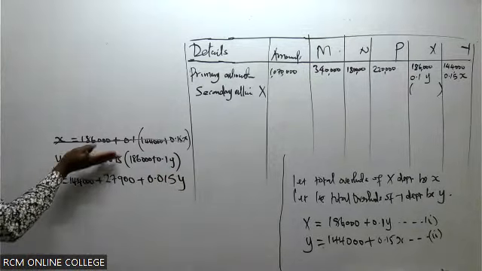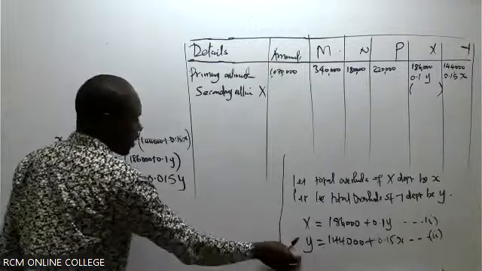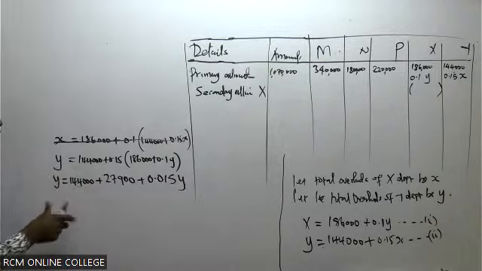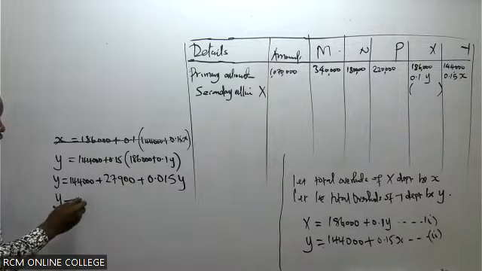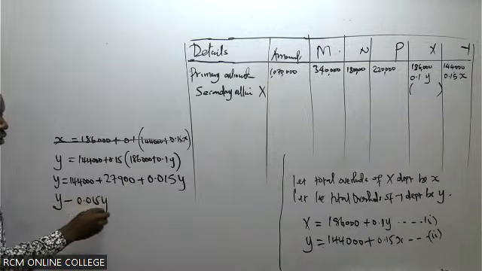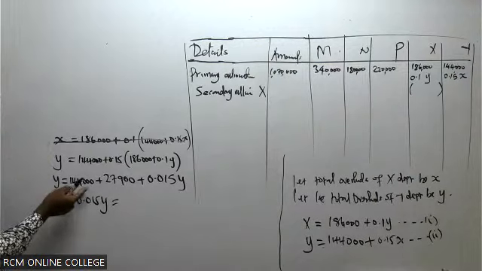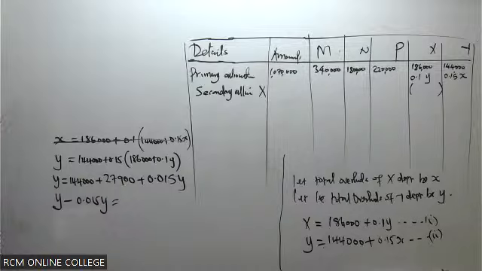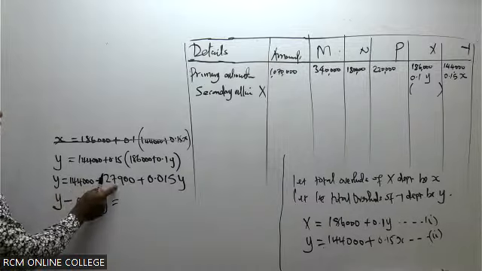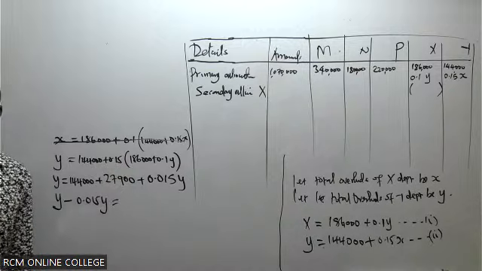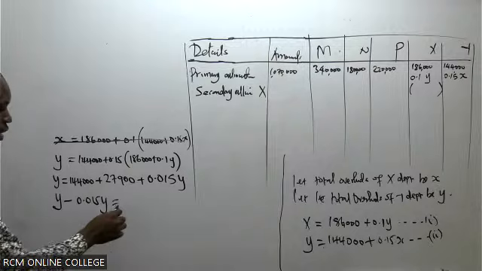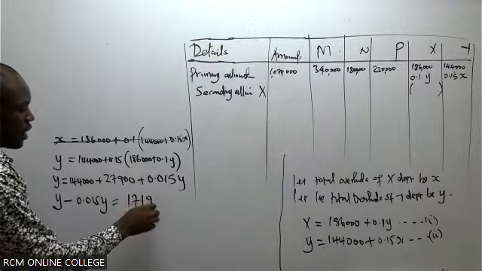So we have Y here. Remember, we've now eliminated X. We had two unknowns, X and Y. We've eliminated X. We are only remaining with one unknown, which is Y. So Y, collect them together, Y minus 0.015Y is equivalent to 144,000 plus 27,900. What do we get? 144,000 plus 27,900 is 171,900.